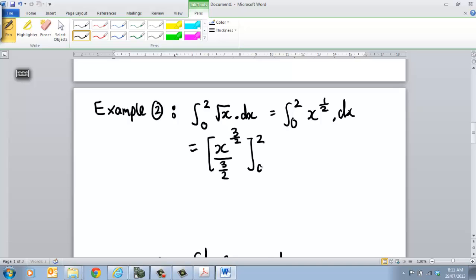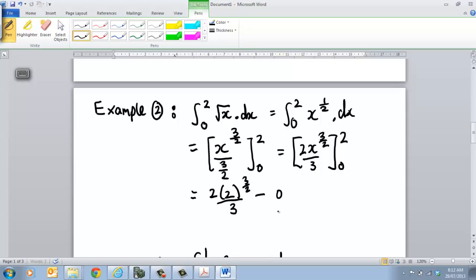So that's 2 and 0. So effectively that is equal to 2x to the 3 on 2 all over 3. And we've got our value there. So it's just a matter of now putting that into my calculator. So then that will become 2, and then I have to put 2 to the power of 3 on 2 all over 3. And because it's 0, it doesn't really matter what I do, it's just going to be 0. So then I have to work that out.